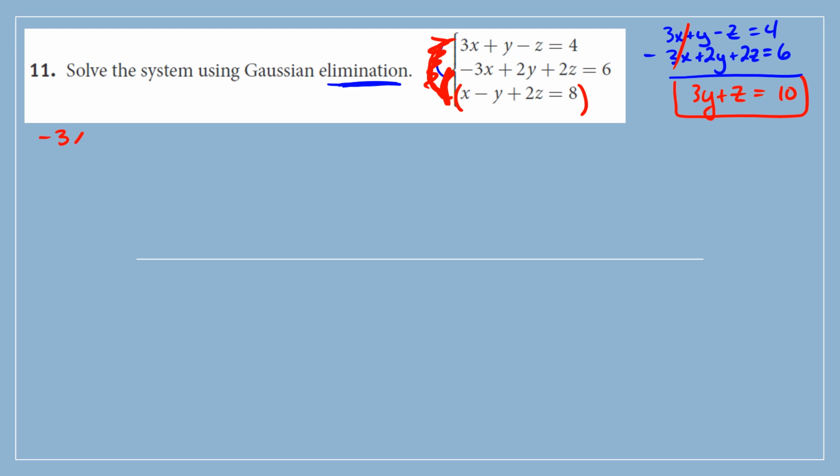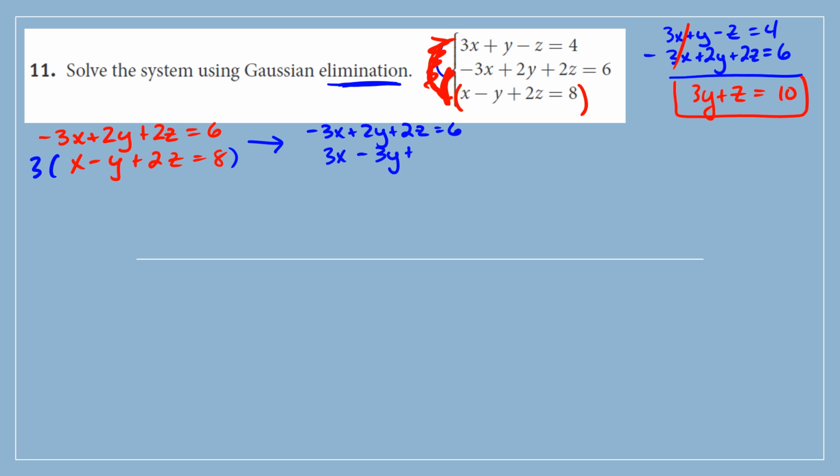So I've got negative 3x plus 2y plus 2z equals 6. And on the third one, I have x minus y plus 2z equals 8. Now you've got choices. You could have chosen differently, but this is what I'm choosing. So I'm going to multiply this bottom one by 3. Okay, so I'm just going to bring this over here. So the top one will still be negative 3x plus 2y plus 2z equals 6. And now I've got 3x minus 3y plus 6z equals 24.